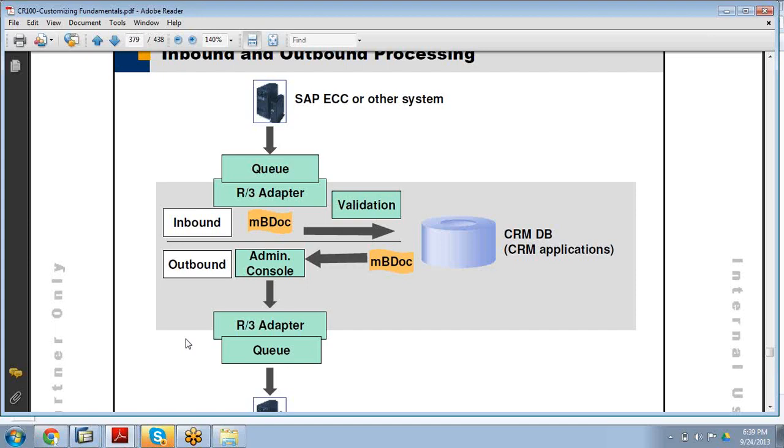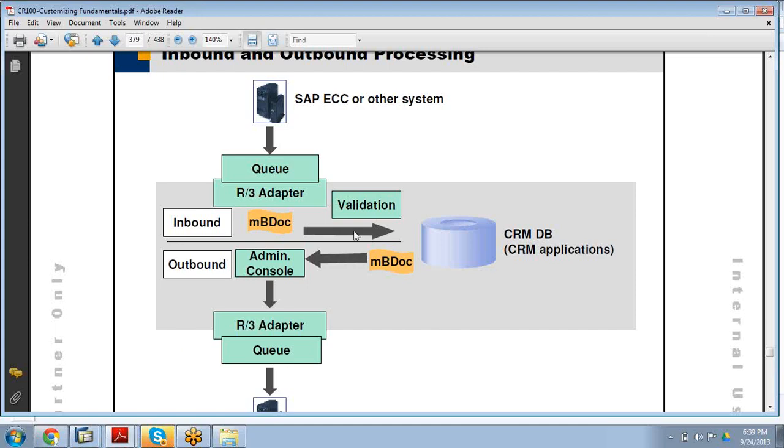There is a smoke transaction code. There we process the entire thing, and again it reaches the R3 adapter. So it is one thing: how it comes from R3, an ERP, to CRM. The other is from CRM to ERP. When it comes from ERP to CRM, you have to understand there is a validation process, MBDoc. So you just check both; take this diagram. It is inbound and outbound processing.